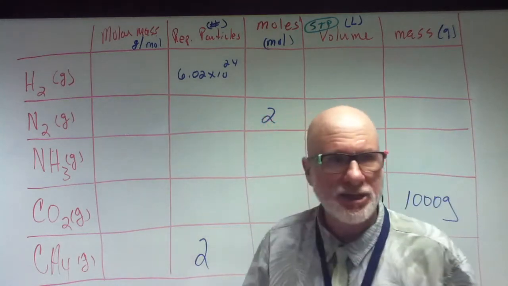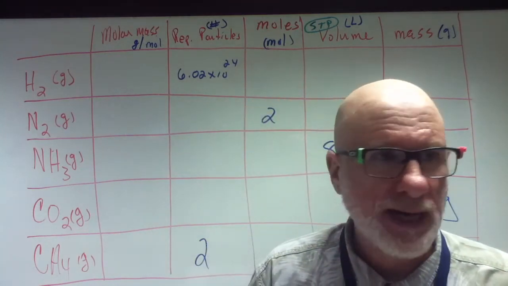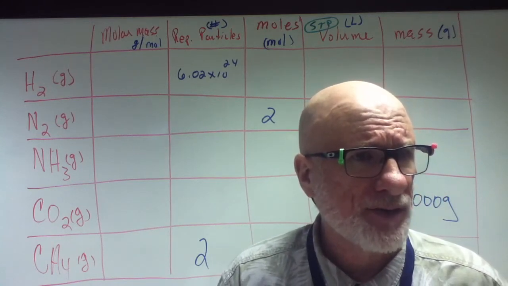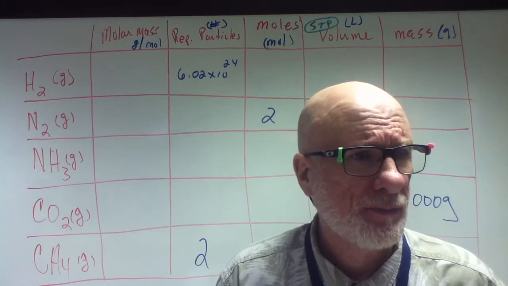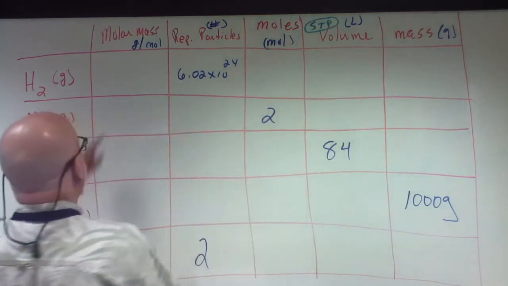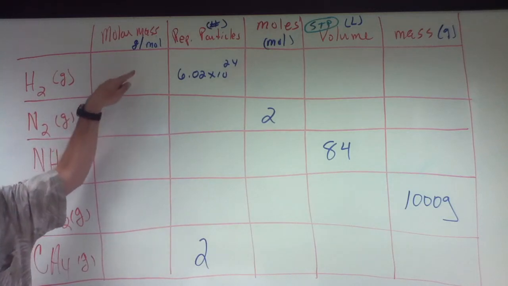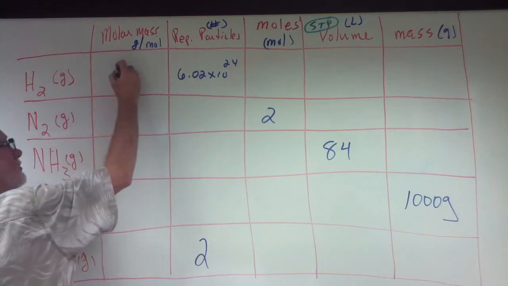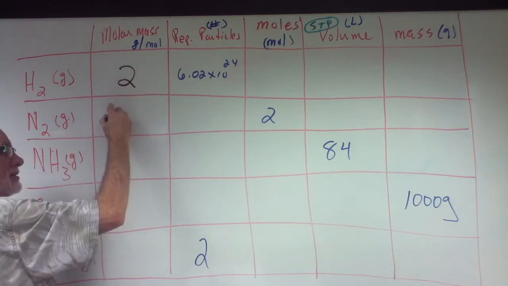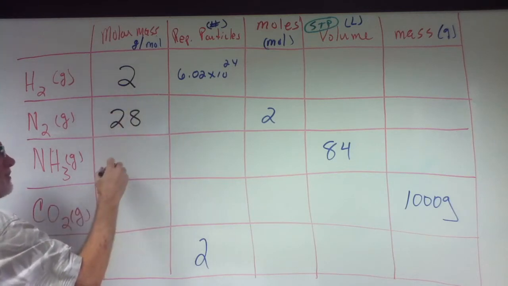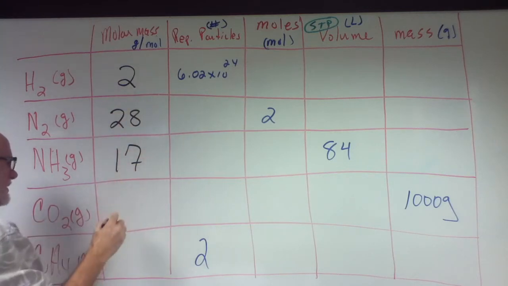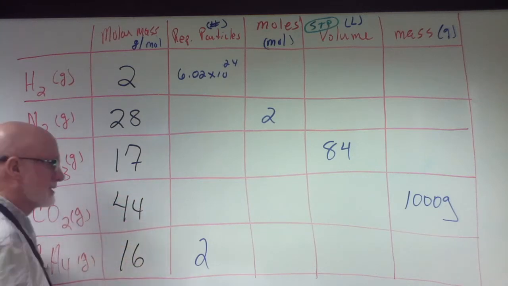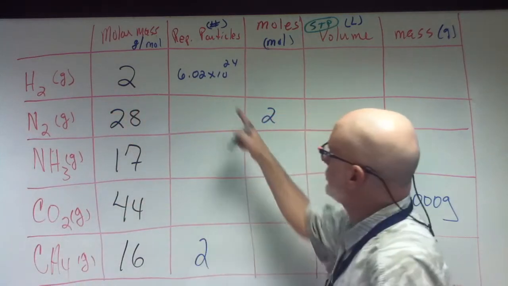Let's do the molar masses. That should be very straightforward. So can I just do that quickly, or would you like help with that? Okay, Sabine, what's the molar mass of hydrogen? 2. 2, very good. Now remember, I have grams per mole up here, so I don't have to put in the unit labels right next to it. Clear? Yes? So this is going to be 2. Nitrogen is 28. Ammonia is 17. Carbon dioxide is 44, and methane is 16. Excellent.